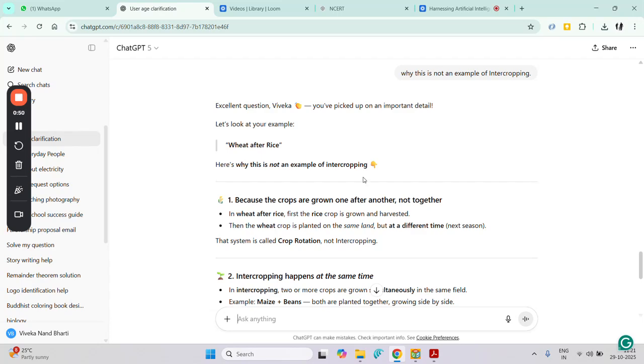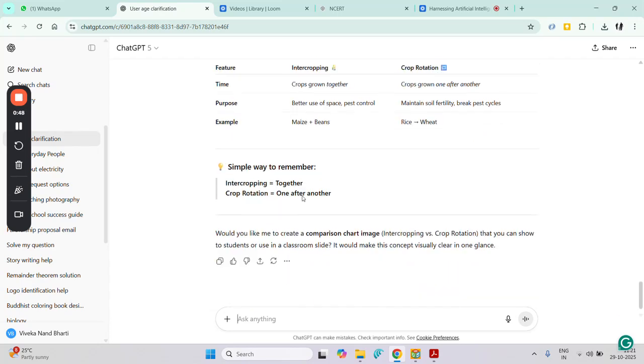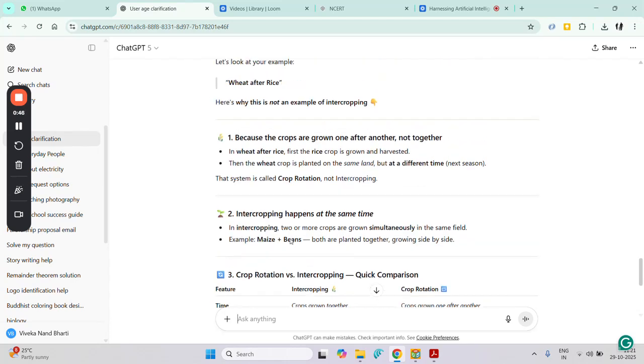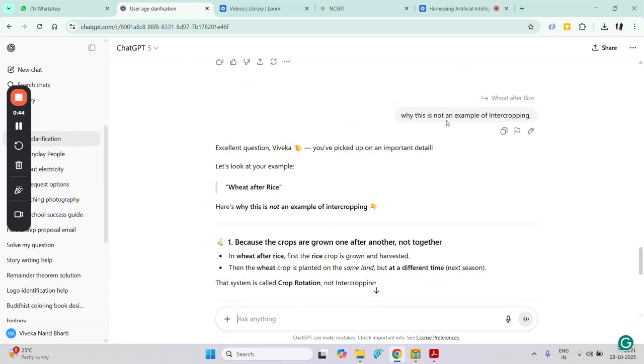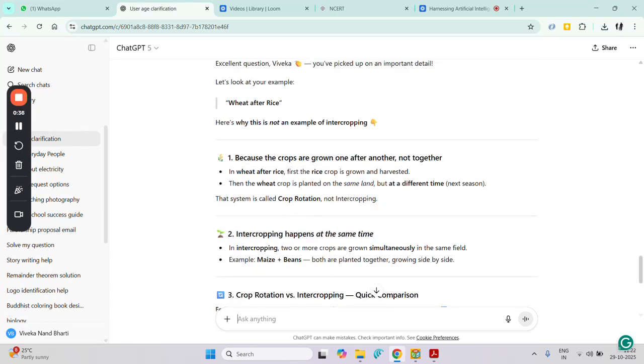Okay? See here. Now you say it in a simple way. What do you ask? You ask, wheat after rice, why is it not an example of intercropping? And see here, "Excellent question. Why? Because the crops are grown one after another, not together." So what it is doing? It is helping you understand it better, right?